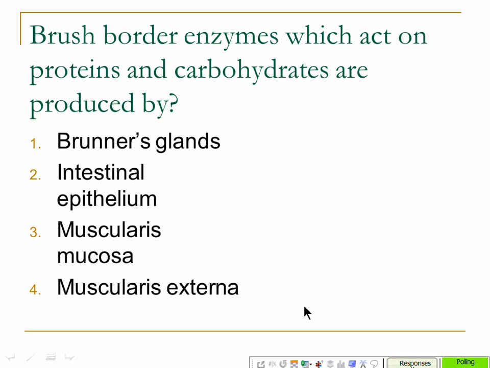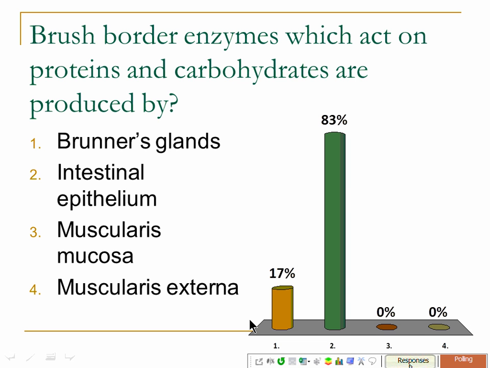Okay, what are brush border enzymes which act on proteins and carbohydrates produced by? Very good. By intestinal epithelium, not the Brunner's glands. Remember, the Brunner's glands were glands present in the submucosa. Brush border enzymes are part of the epithelium and they form that fluffy, fuzzy brush-like appearance.